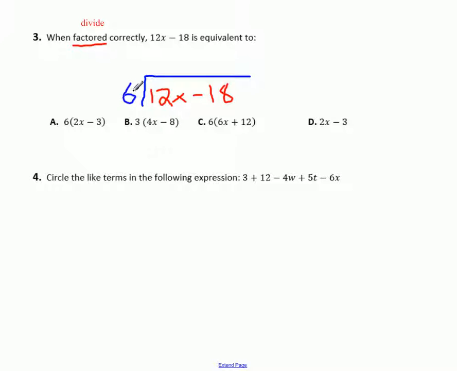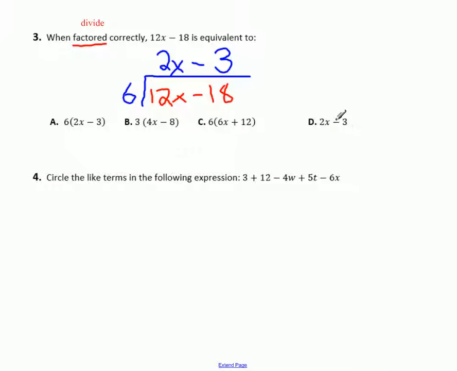Now that I chose 6, 6 times what makes 12? 2. And I have to leave the x there. And 6 times what makes -18? That would be a -3.